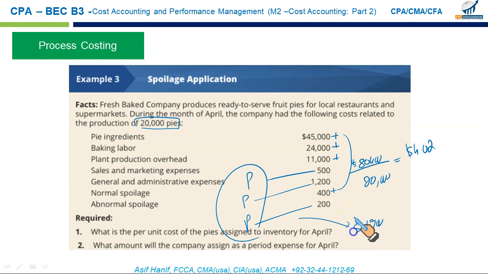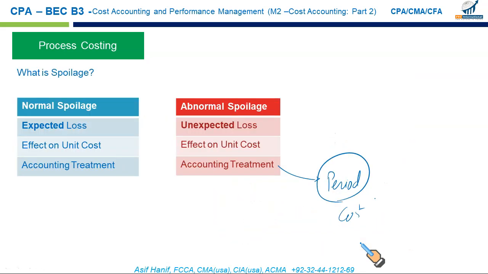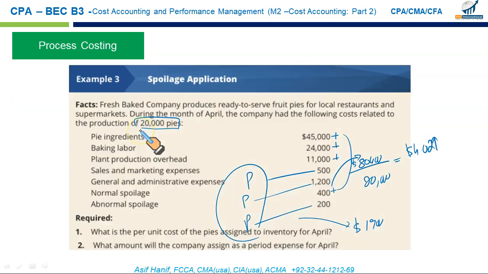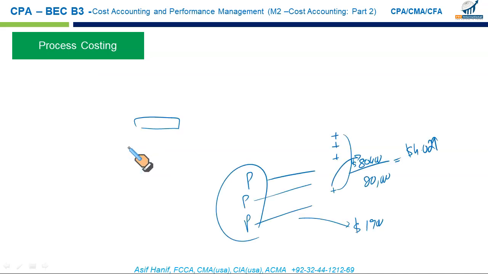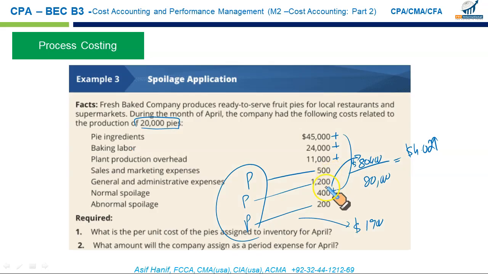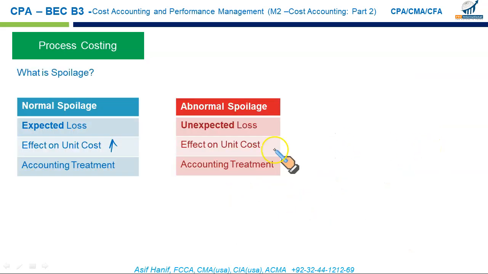So it is quite evident from this example that normal spoilage increases your unit cost, and that's what it has done here. This $400 right here was included here as a part of production. This 400 was included here, so it raised your unit cost. But what about the abnormal spoilage? Abnormal spoilage is treated separately. It is excluded from the cost of production, and it is treated as a period expense.